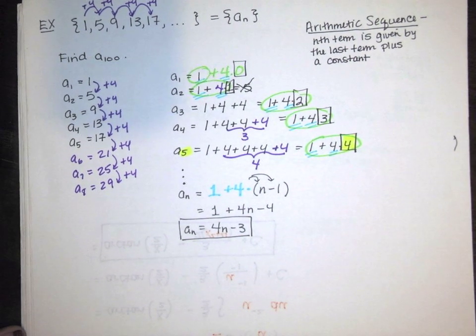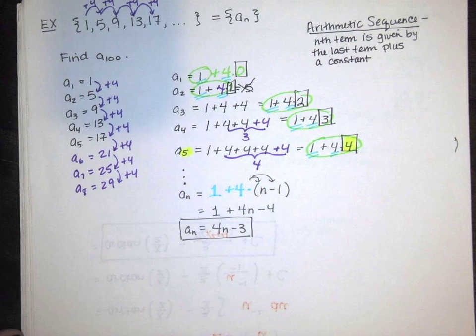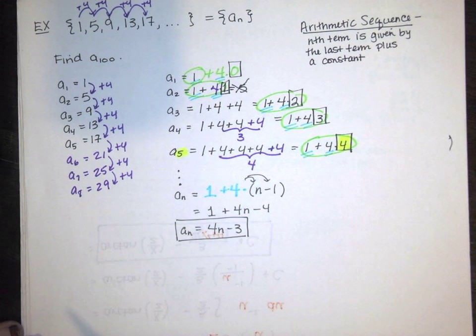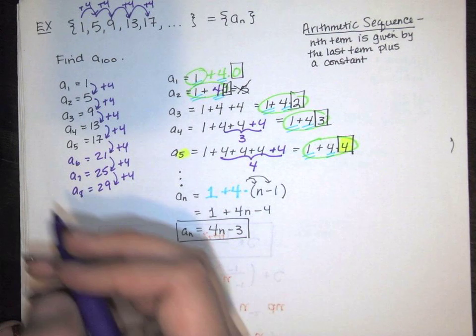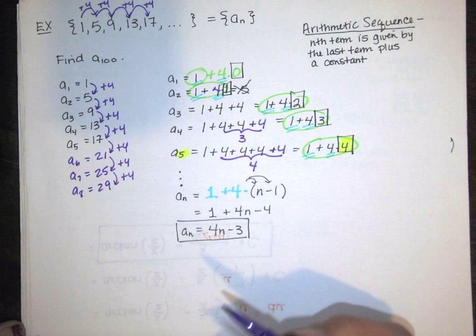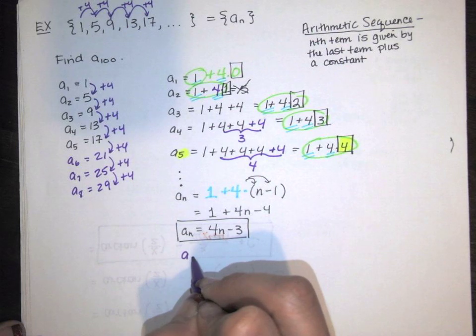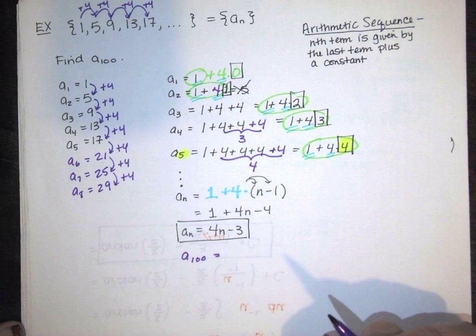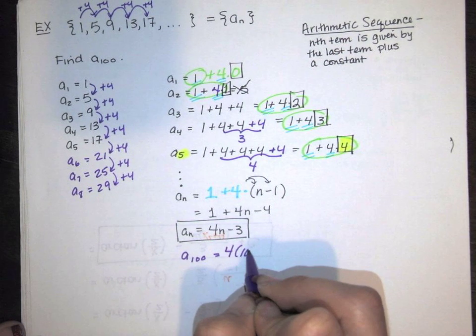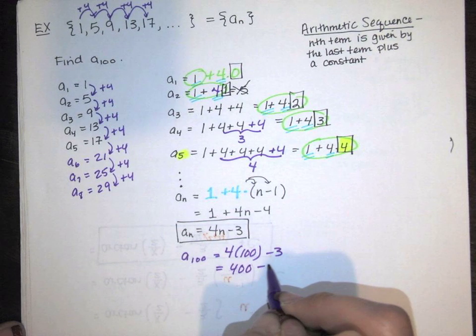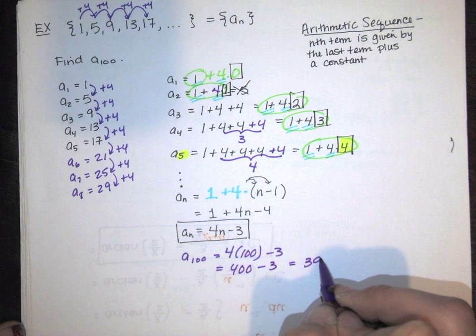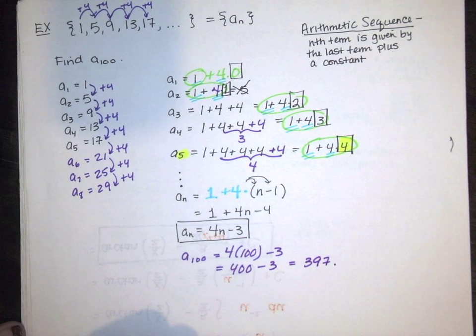Okay. You might say, Miss Townsend, what's the shortcut for this? I want a shortcut. I don't blame you. I was looking for a shortcut. I wanted to find a sub 100. Can I find a sub 100 now? Yes, let's do that, and then we'll talk about the shortcut for finding this formula. a sub 100, that's the 100th term on this list, is just 4 times 100 minus 3. So I get 400 minus 3, or 397. That's a sub 100.